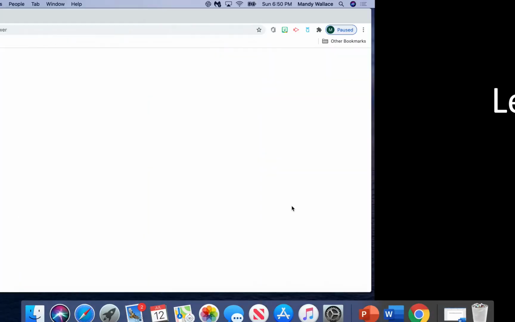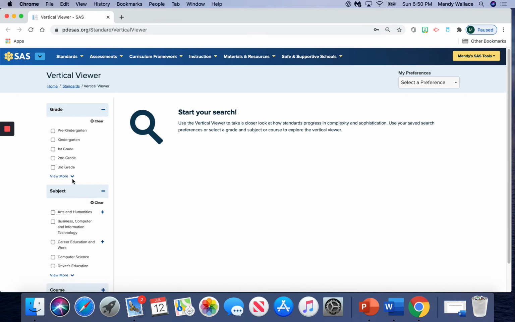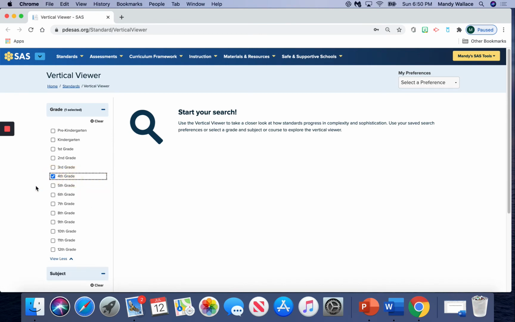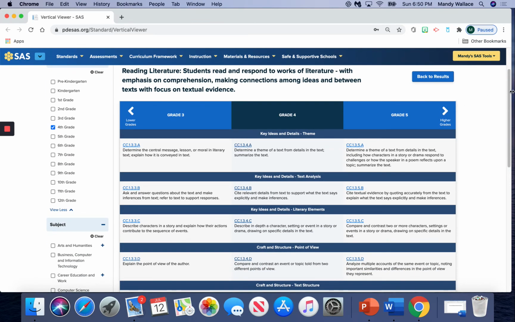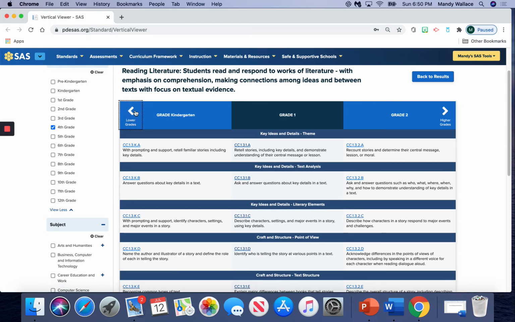Now, let's look at the standards really quickly. Probably the most beneficial thing that I have found in this whole entire thing on SAS through the PDE website is looking at the vertical view of standards. If you notice, down here it goes A, B, C, D, and that's what we're going to kind of break apart today. And the other thing, if I keep clicking, it goes down to those lower grades and those expectations at the lower grades.